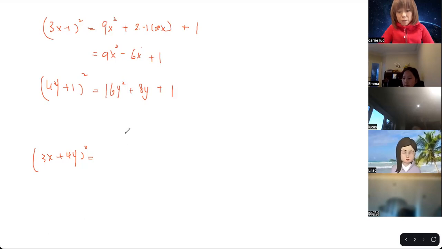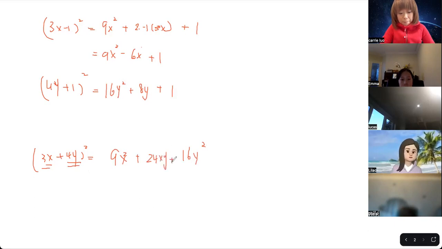Next one, Daniel. 3x plus 4y squared. Nine x squared plus 16y squared. So 3x squared, Daniel, is 9x squared, and 4y squared equals what? 16y squared. So plus what? 24xy. Get it, everybody?